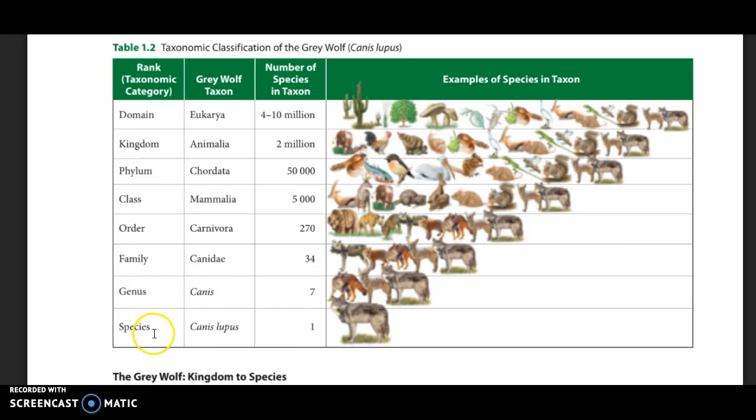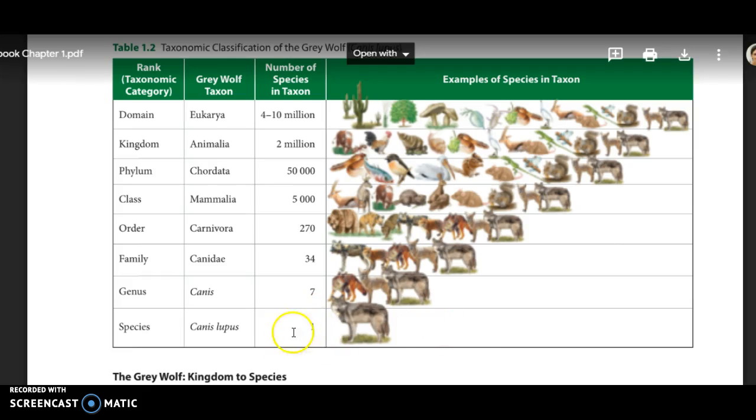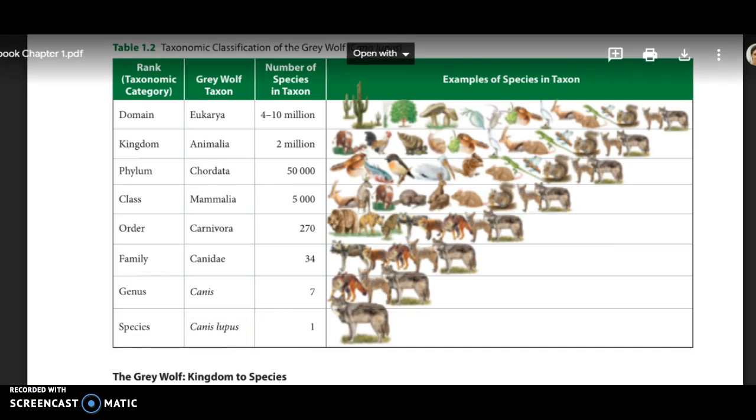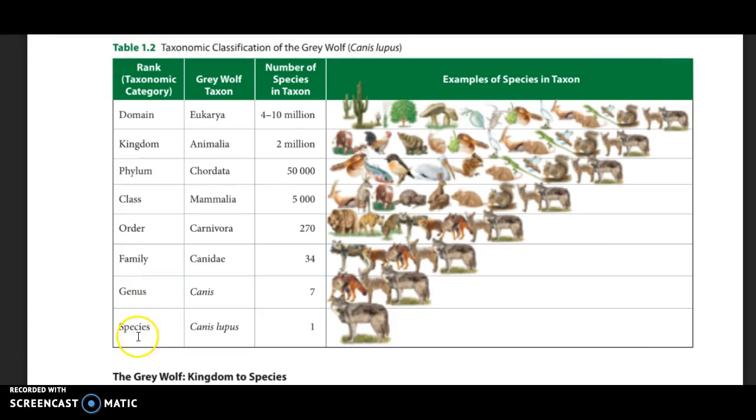And then finally we get down to species, and there's only 1 species of gray wolf. You'll always only see 1 in the species category, and we call it Canis lupus. Canis lupus for gray wolf. So there we have it. So again, going from a very, very broad category of domain to a very, very specific category in the species category.